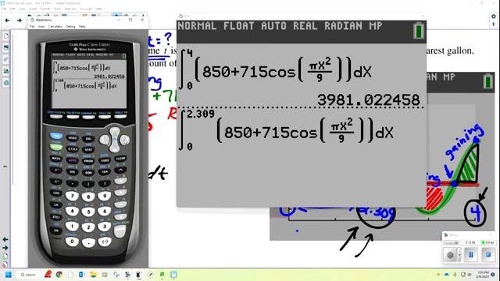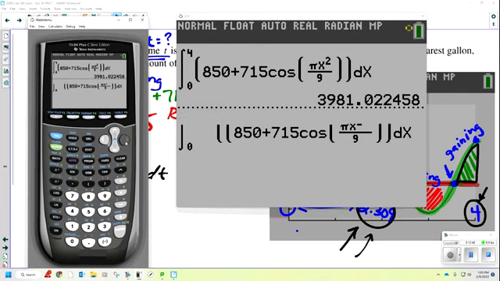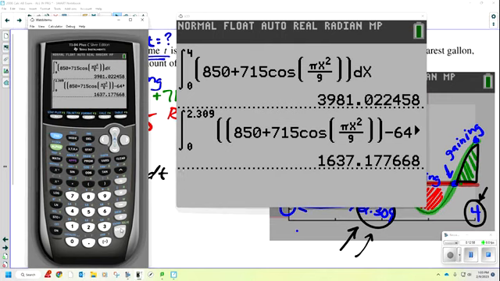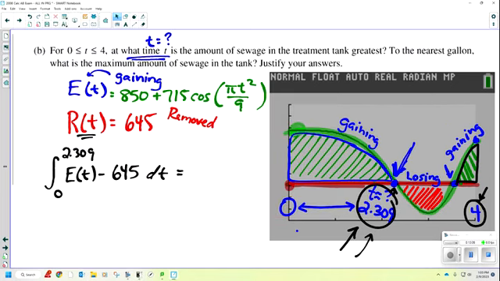2.309. And now I'm going to insert my E of t in its own set of parentheses. And now I'm going to subtract the R of t, which is 645. And I'm going to hit enter. And I get 1,637.17 gallons. All right, well, let's see how much I have in at time 4.